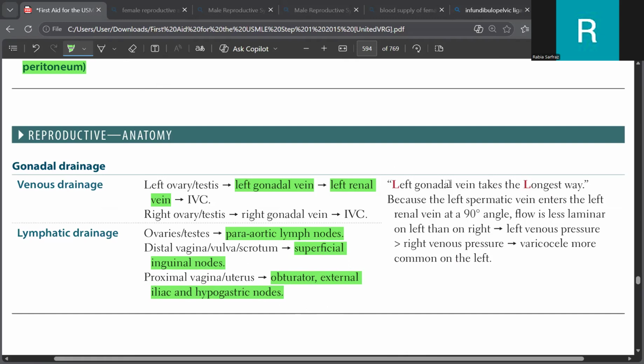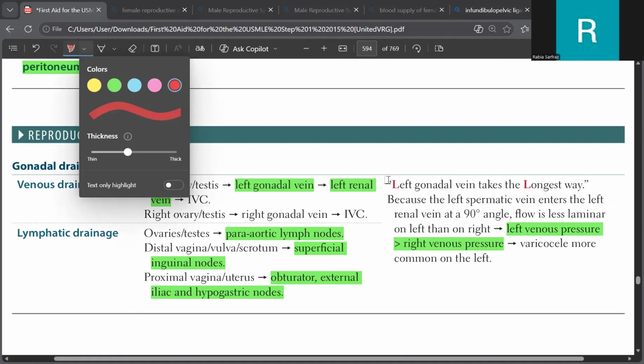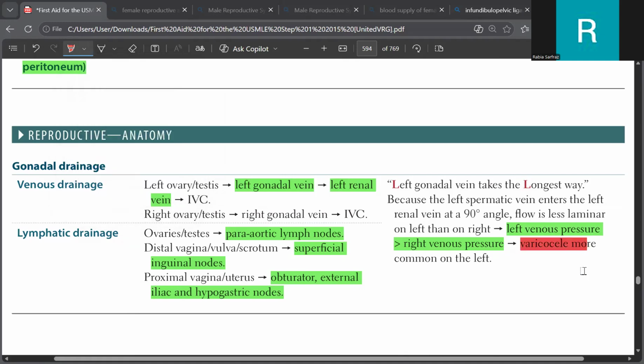And left gonadal vein takes the longest way because it goes to the left renal vein. Because the left spermatic vein enters the left renal vein at a 90 degrees angle, flow is less laminar on left than on right. So left venous pressure is greater than right venous pressure, and varicocele is more common on the left. This is an important clinical correlate. Why is varicocele more common on the left? Because the left side has greater venous pressure because of a 90 degrees entry of the left spermatic vein in the left renal vein.